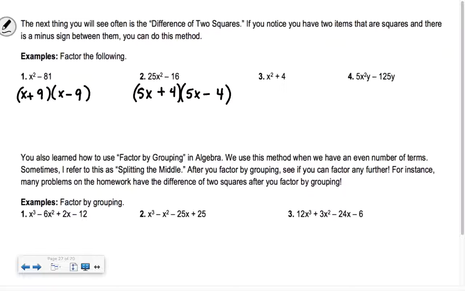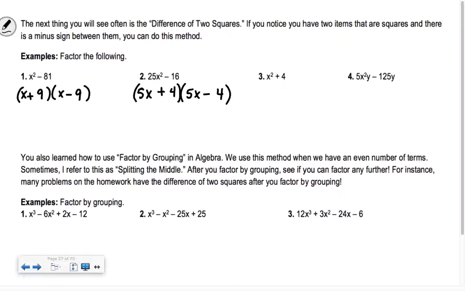How about x squared plus 4? What do you mean by no? It just doesn't work? Yeah, it's like there's no subtraction. Exactly, there's not a minus. So this is the sum of 2 squares, which actually does not factor. So whenever you see the sum of 2 squares, it doesn't factor.